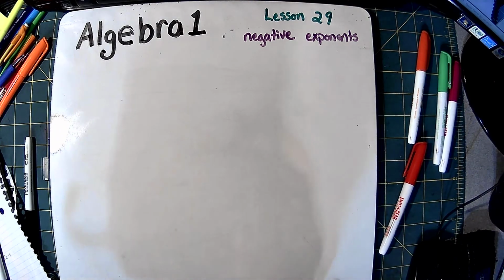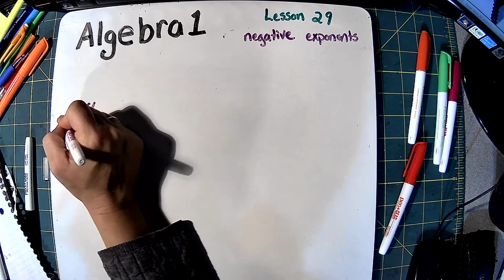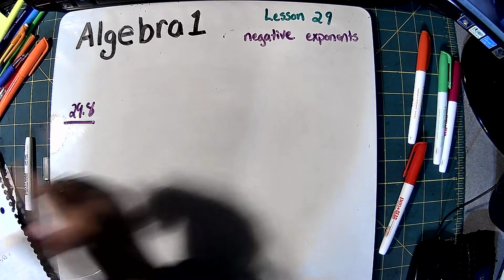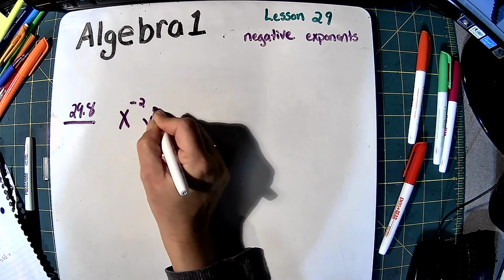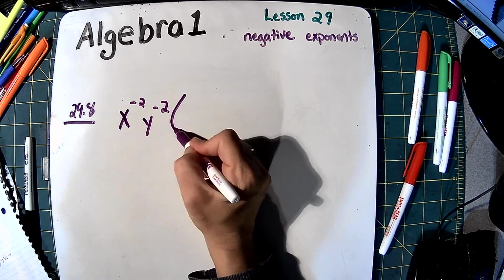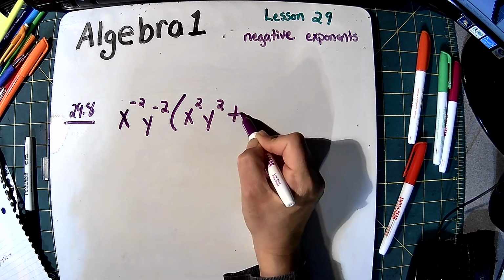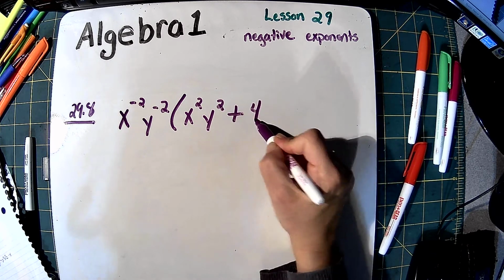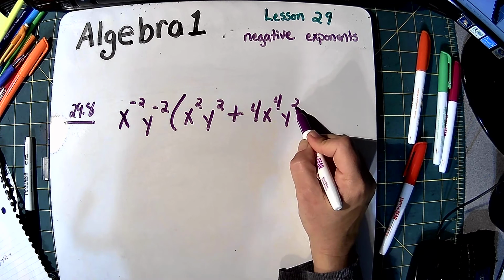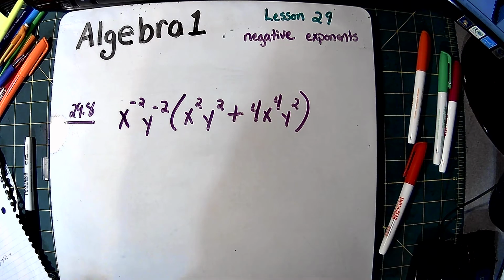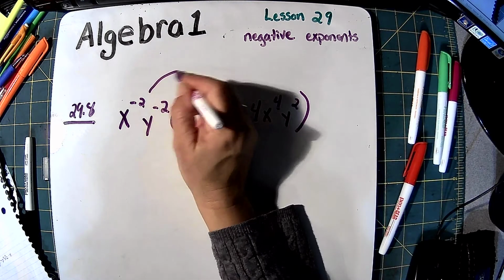Alright, this next one, 29.8. x to the negative 2, y to the negative 2, times x squared, y squared, plus 4x to the 4th, y squared. Okay, so on this one, I don't have any zeros that I can get rid of, but I can multiply from here to here.